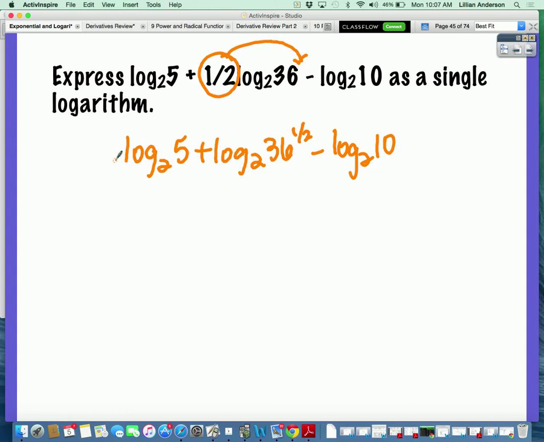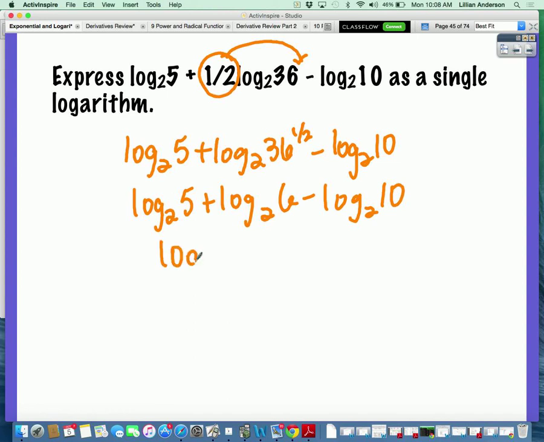Now before we keep going, what's 36 to the 1/2? 6. Because 1/2 is the same thing as the square root. So it's log base 2 of 5, log base 2 of 6, log base 2 of 10. And then left to right. When you add, you can multiply. What numbers am I multiplying? 5 and 6 to get log base 2 of what? Careful. About 30. 30.